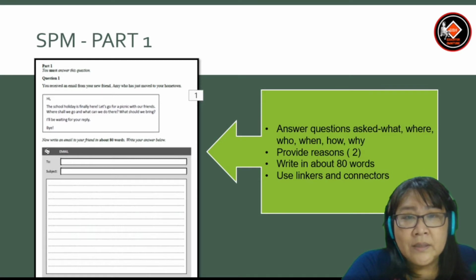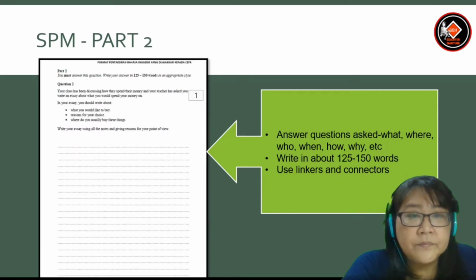Let's look at part 1. Normally in the rubrics, there are instructions and also an email given, for example, here. You have to answer the tasks or the questions asked in the instructions. Remember to answer what, where, who, when, how or why. Then try to provide reasons, at least 2 reasons. Remember you have to write about 80 words. Do remember to use linkers and connectors.